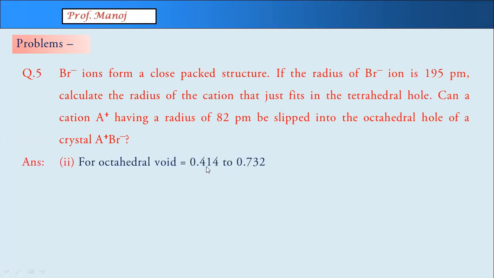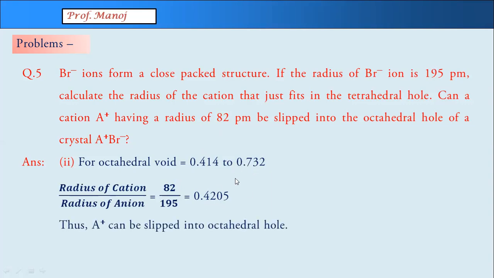देन सेकंड वन देखो. ऑक्टाहेड्रल के लिए ये दिया है एंड वी फाइंड नाउ 82 upon 195, 0.4205. This number fits into this correctly, so this can be slipped into octahedral. I will do the correction of the previous one before sending to you.